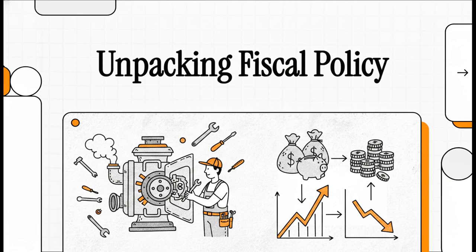We're unpacking one of the most powerful and most heavily debated forces in the modern world, and that's fiscal policy. Imagine the global economy is just this massive, intricate engine. Sometimes it sputters, sometimes it runs way too hot. When that happens, the government basically has to step in, put on its mechanics overalls, and pop open its toolkit to get things running smoothly again.